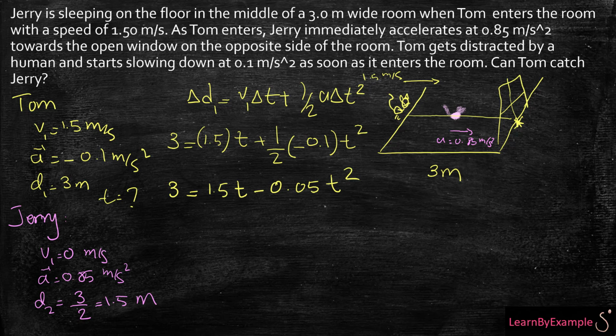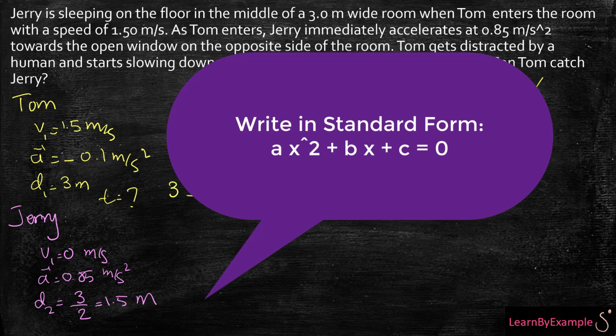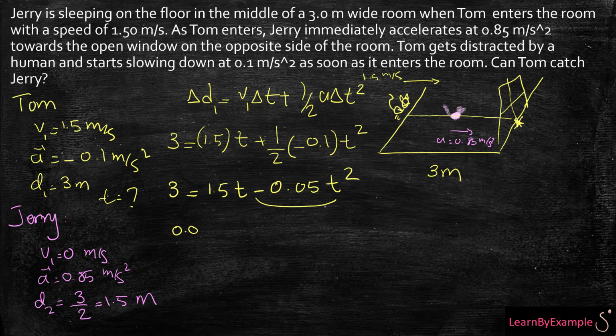Now let's put everything on one side. I want to have this as a positive value because I want to organize it a little bit better. So I have 0.05 t squared moved to the other side. I will have 1.5t moved to the other side as well, so the sign changes. And after, I'm going to keep 3 on the same side and put everything equal to 0.